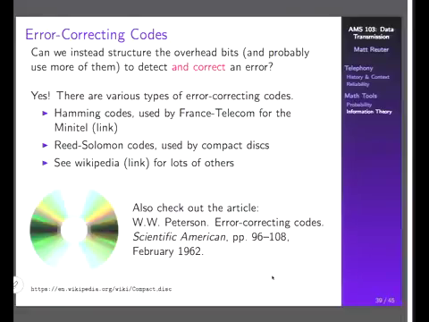We're going to talk about Hamming codes, and in particular the Hamming C74 code. Again, we'll get to that on the next slide. This was originally invented by France Telecom back in, I believe, the 50s or 60s for the Minitel system.